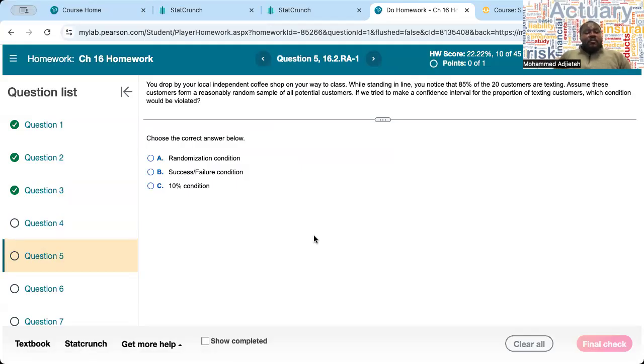Read the problem and tell me which condition would be violated here. So we know 4 conditions. We know the independence and randomization. When you look at this one, we don't care about the independence because choosing between A, B, and C, there is no independence. Is that okay? So we are going to focus on randomization, the success/failure condition, and the 10% condition.